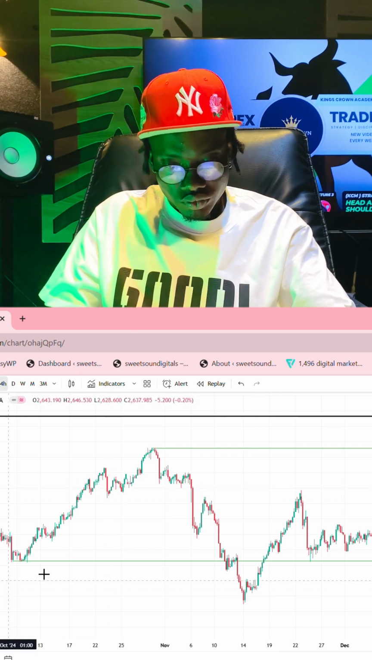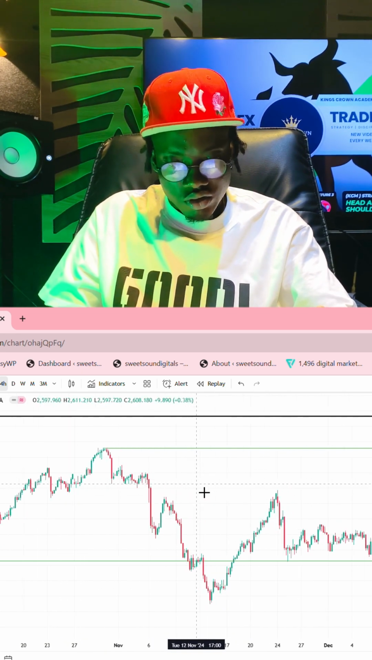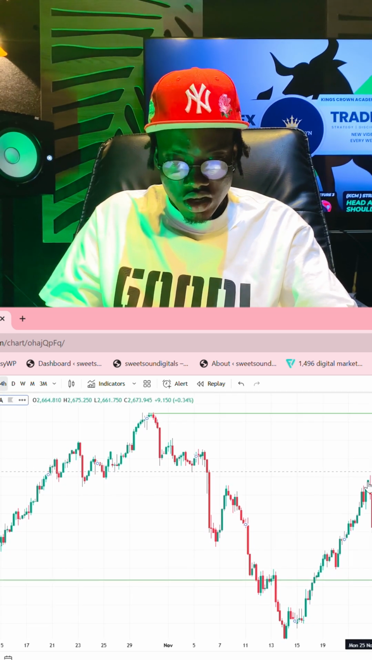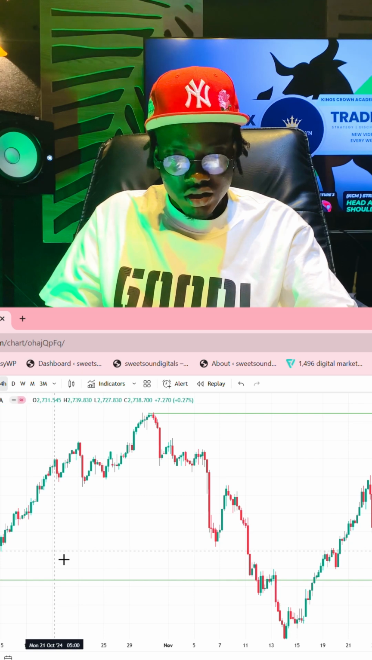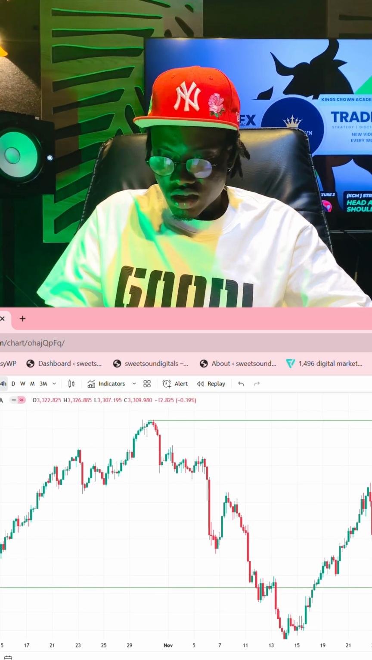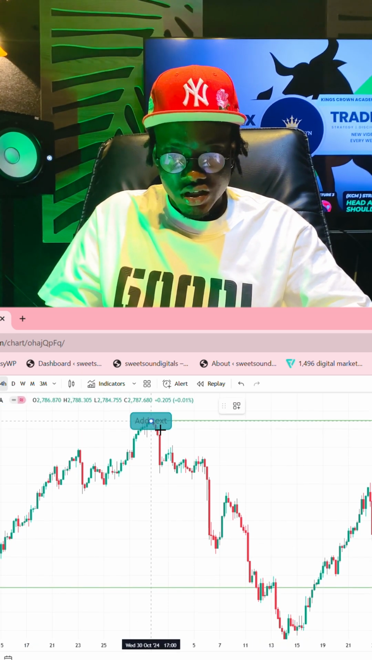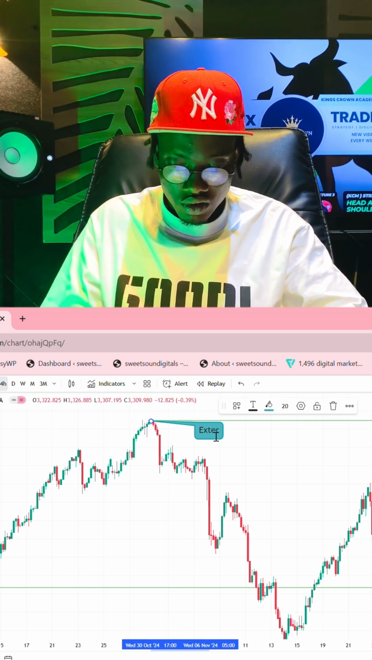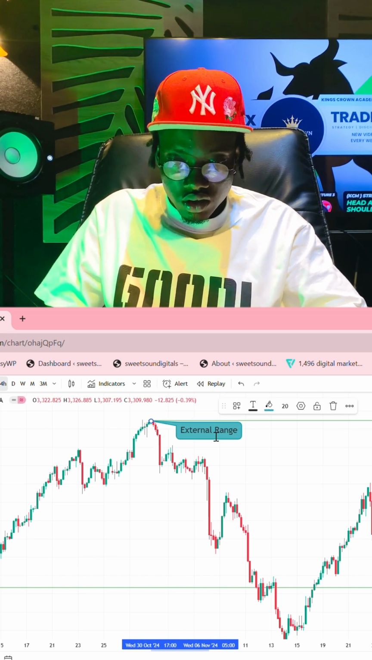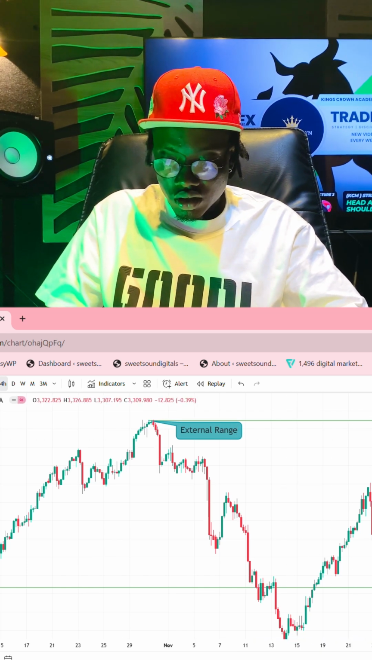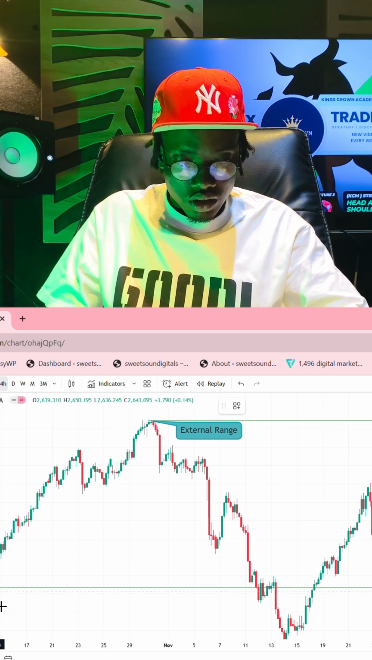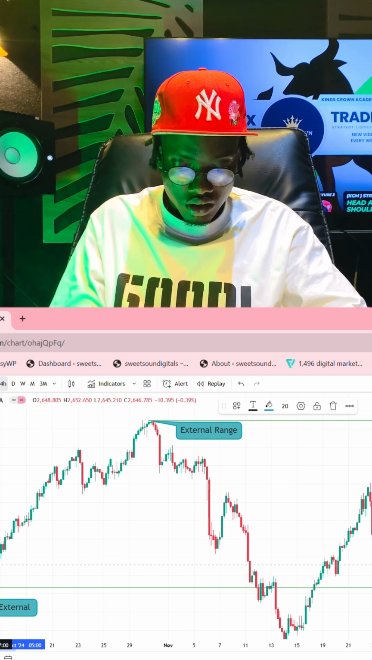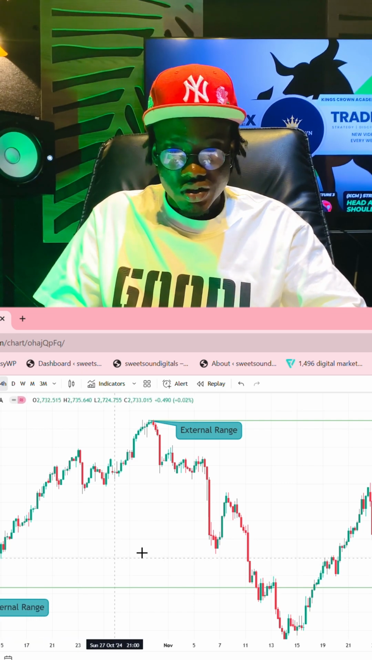What happened? Price came here. We're taking a sell example now, right? I'm zooming in, guys. Let's see how this sell example works. We're using this here as our external liquidity. I'm showing you a sell example. This is the external range.